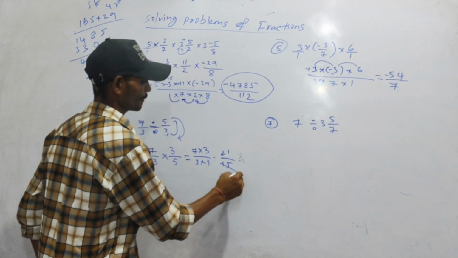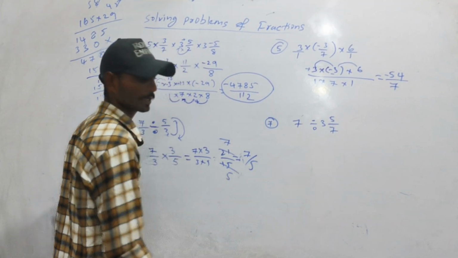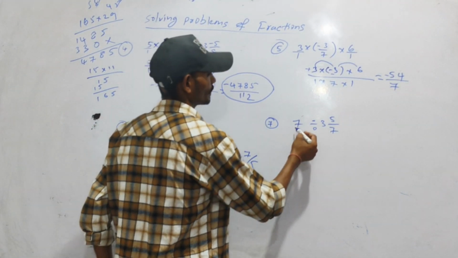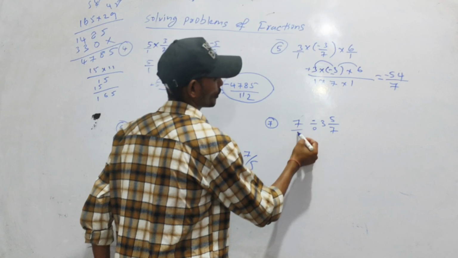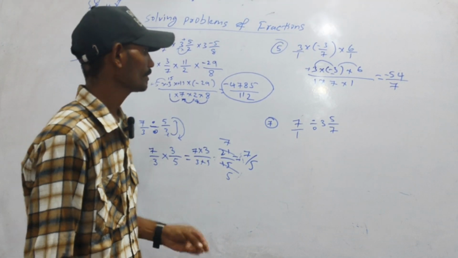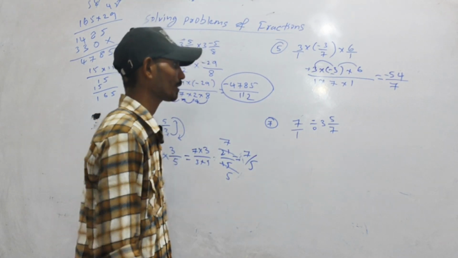21 by 15. 3 5s are 15, next 3 7s are 21, then the answer is 7 by 5. Next, come to the second problem. Here no denominator is appearing, so you should always consider it as by 1. Okay, it is a mixed fraction, so you should convert it into an improper fraction.